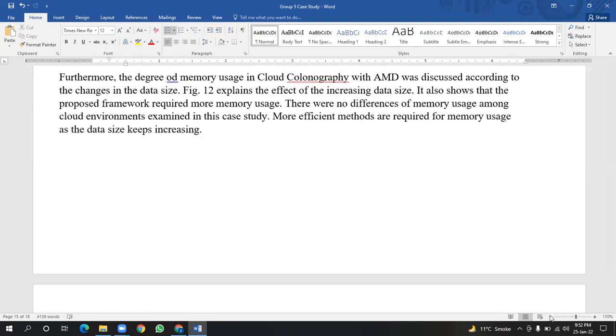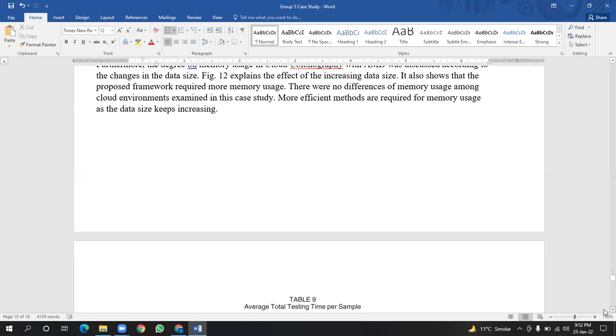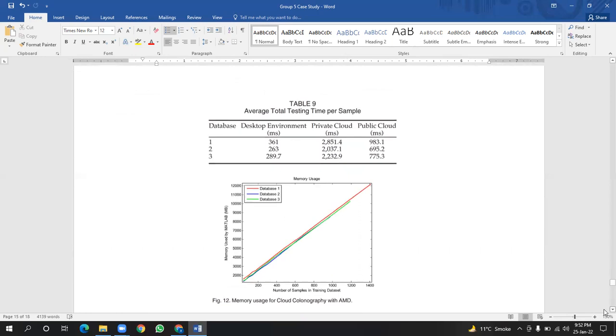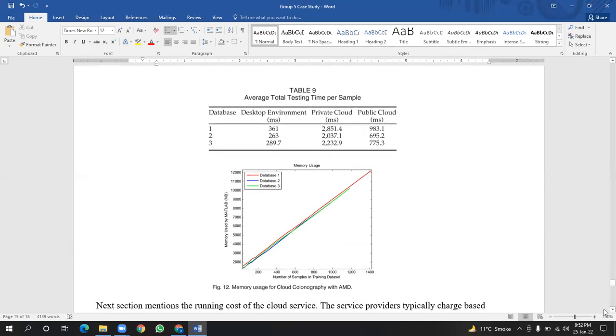Furthermore, the degree of memory used in cloud chronography with AMD was discussed according to the changes in the data size. Figure 12 explains the effect of increasing data size. It also shows the proposed framework required more memory. There was no difference of memory use among cloud environments examined in this case study. More efficient methods are required for memory usage as the data size keeps increasing. And as we know, as data keeps increasing, the speed of the computation will obviously slow down. And you can see this in table 9 and figure 12.